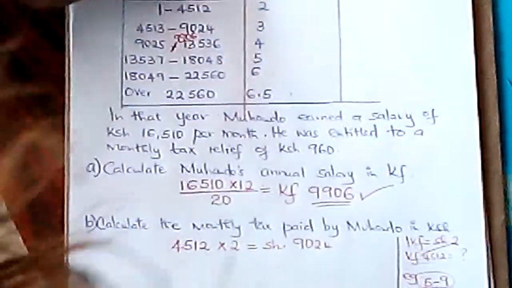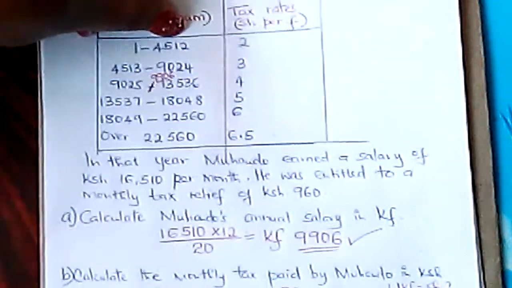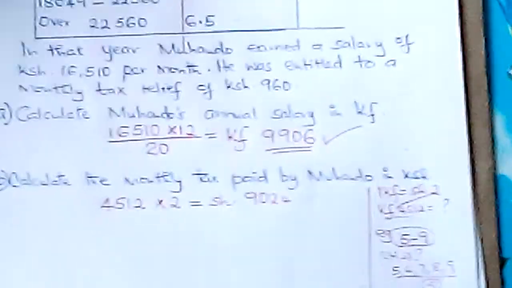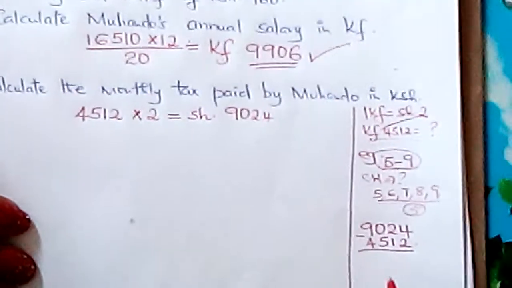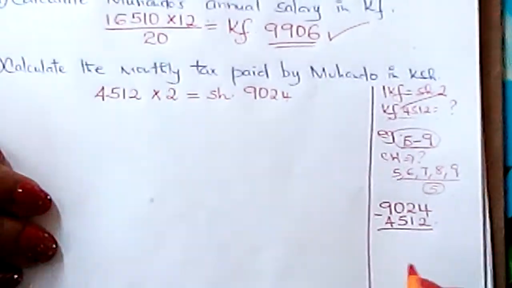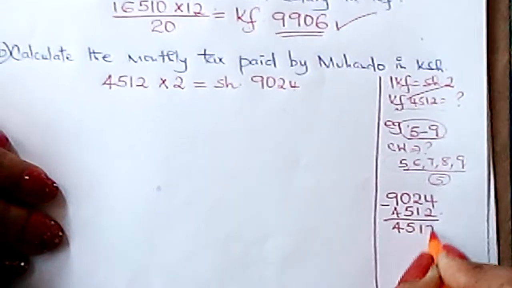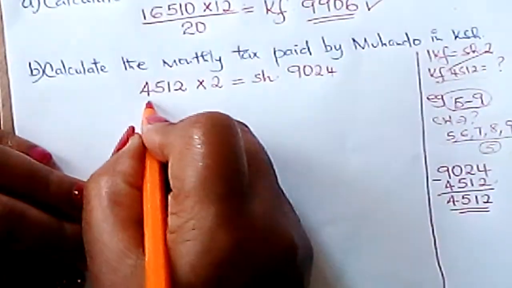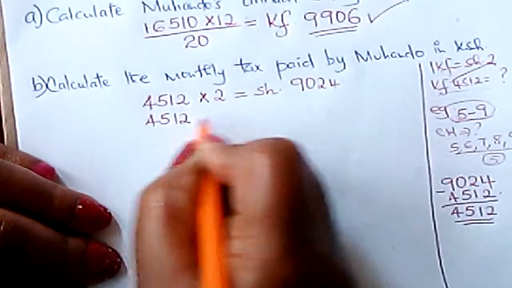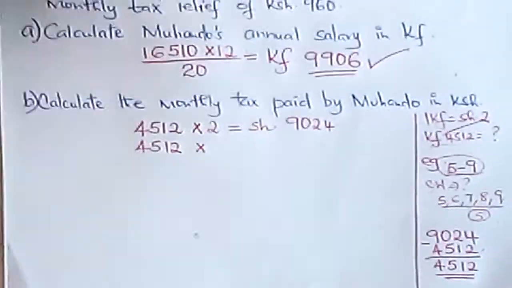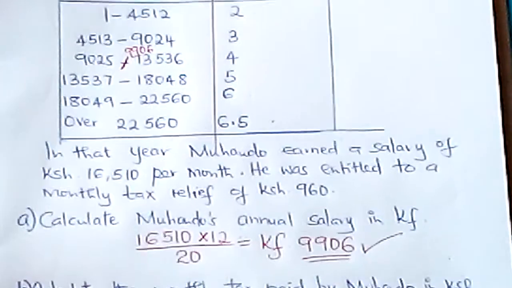9,024 minus the upper. Let us use this upper one, it is easier. And therefore by subtraction, direct, that one should give us 4512. So 4512 from the second slab. And if you subtracted and you added 1, you should still get the same.